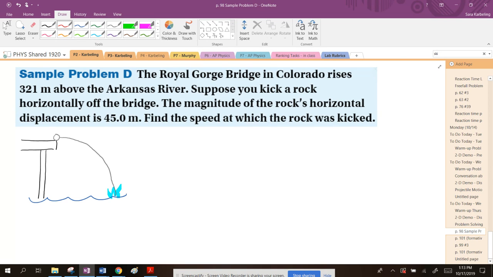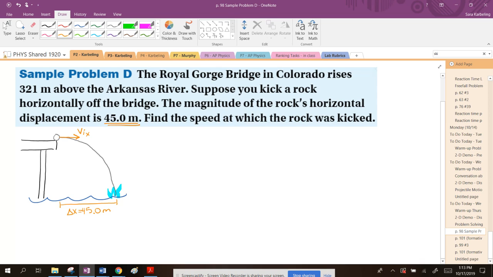so that I kind of know what I'm doing here. It says that it's going to be kicked horizontally in this direction. So I'm going to go ahead and draw that initial velocity arrow, and mark that as my initial velocity. In this case, it happens to be all in the x direction, so I'm going to label it with an x. It says that the magnitude of the rock's horizontal displacement is 45 meters. So that's my delta x. I'm going to write down that delta x is 45 meters in that direction, okay?